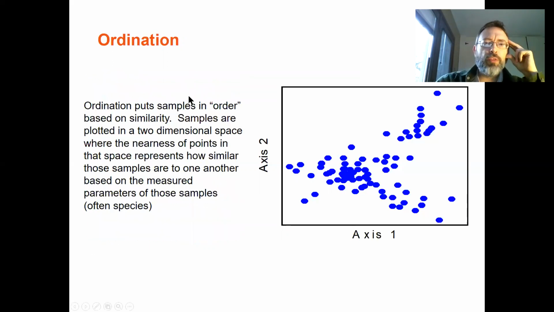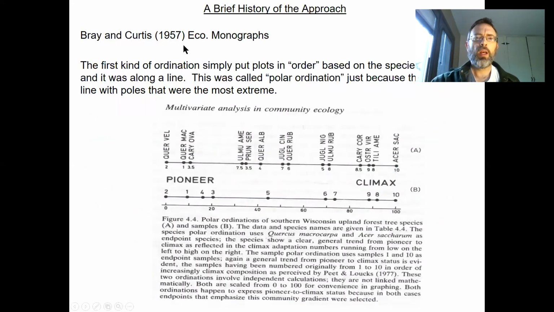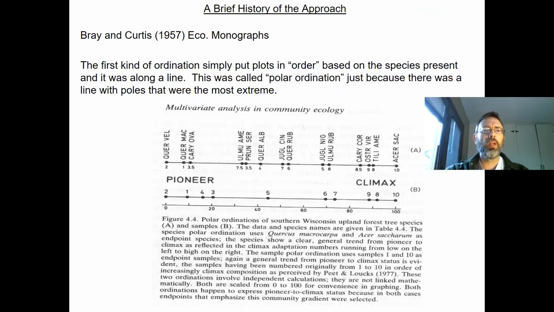Ordination puts the samples in order, in a two-dimensional space, based on the composition of the samples, okay? And most oftentimes, the composition of the sample is some species or some other kind of measurement of the biological organisms present. Could be genera, etc. Now, just a very, very brief history of this technique, because some people don't really understand this, even though it's quite popular.